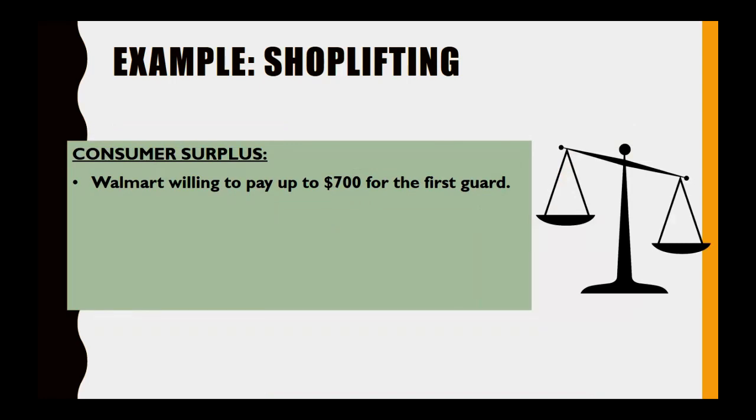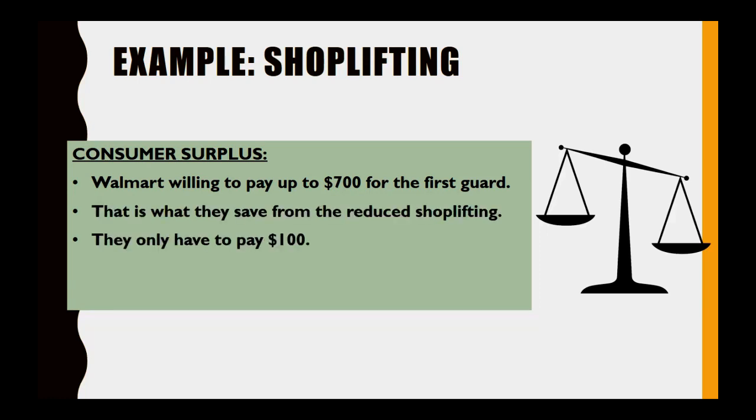So, let's make sure everyone understood that. Walmart's willing to pay $700 for the first guard, because that's what they would save from shoplifting. But they only have to pay $100. They can hire a guard at $100. So they have this kind of psychic savings of $600. And that's consumer surplus. Money you were willing to spend, but you didn't have to spend, right? So consumer surplus, $600 for this first guard. Everybody with me? Does that make sense?